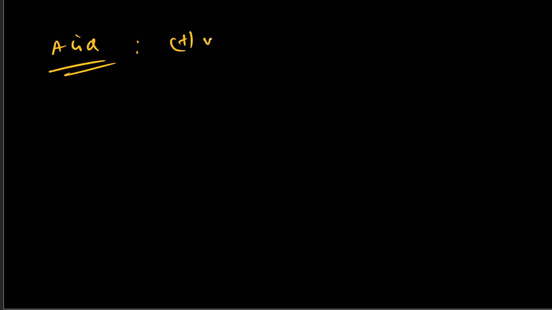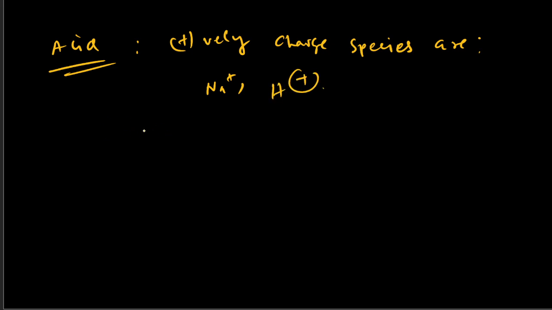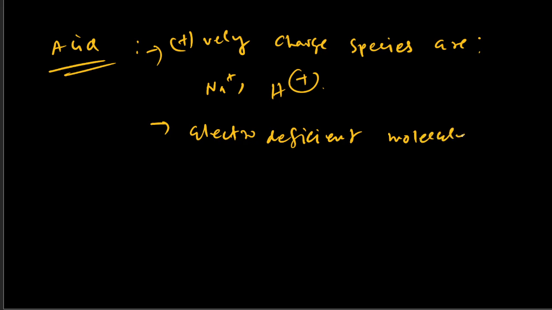So positively charged species are like, say, Na plus, H plus, and electron deficient molecules, like, if we say, the famous one, BF3. These are the electron deficient acids.